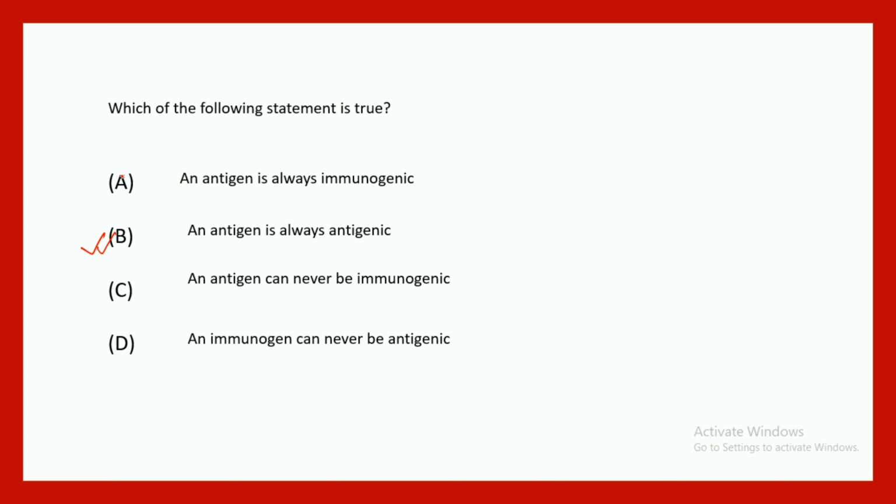So option A is not correct. An antigen is not always immunogenic. Many antigens might not have immunogenic potential. We'll explain it in a moment. An antigen can never be immunogenic. So this is also wrong, because many antigens can also behave as an immunogen. Now, immunogens are generally antigens, so this option D is also false.